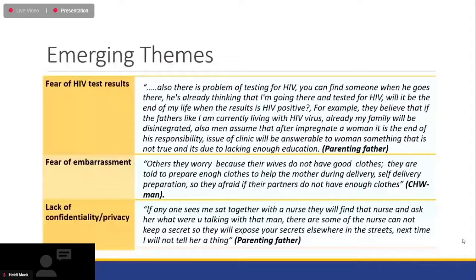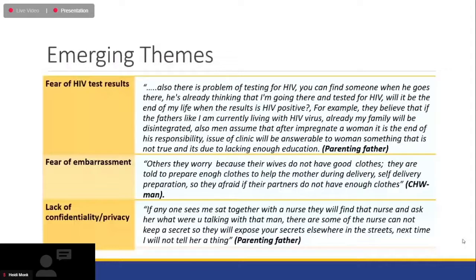But also most men felt embarrassed, especially if their partner doesn't have good clothes. So they thought they needed to prepare more because their primary role is to provide financial resources to the family. They need to have some good clothes so that they can escort their wives. So most of them had been afraid to attend the health facility just because of their self-embarrassment.